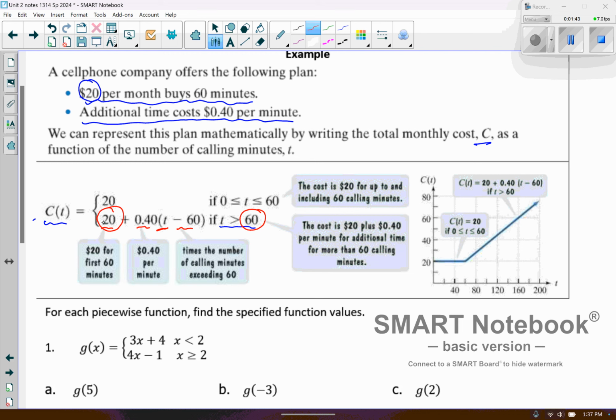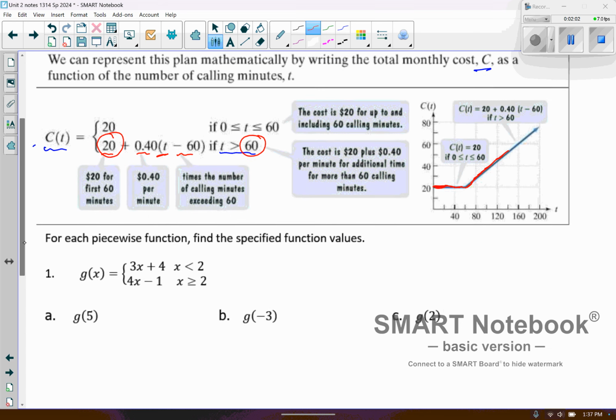And then here's a picture of a graph of this. Whether you talk 0, 20, 30, 40, 50, 60 minutes, you're going to pay the same. Once you go beyond 60, that's where you start having to pay that additional cost. Okay, so let's go ahead and look at some of these.